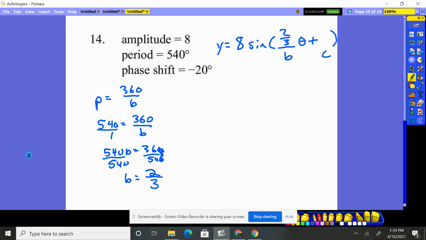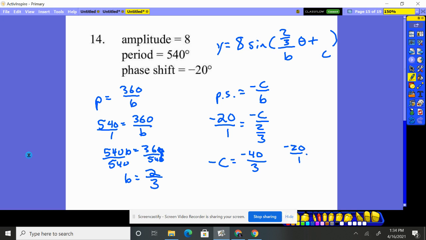It's 2/3 there. Okay. Phase shift is the opposite of c divided by b. Phase shift, it says negative 20. Put it over 1. Opposite of c over b, which we just found to be a beautiful 2/3. Looks lovely here. Negative c times 1 is negative c. That is going to give you negative 40 thirds, because negative 20 over 1 times 2/3 is negative 40 over 3. So c is a positive 40 over 3. Told you it was going to come out positive. 40 thirds, which is 13 1/3. Okay, no big deal. It's 13 1/3. So there's our equation. Uglier than normal, but A-okay.